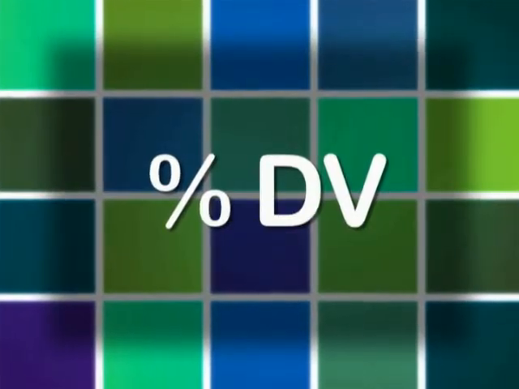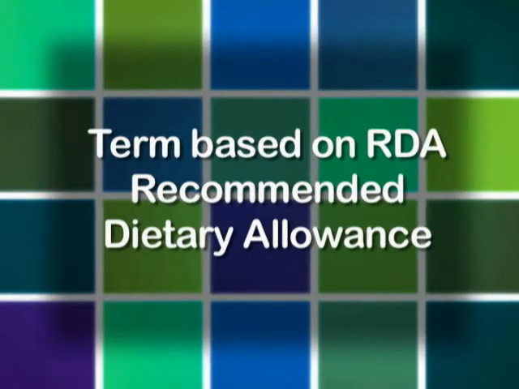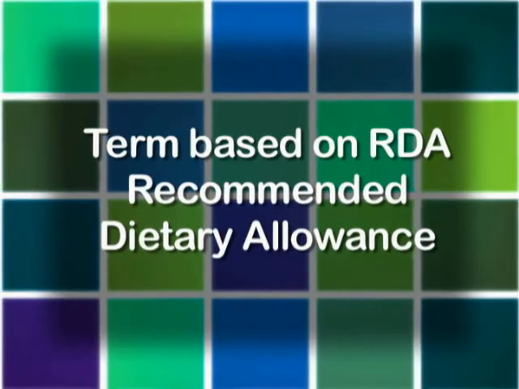The final area of the label we're going to discuss is percent daily value. Percent daily value is represented with a percentage sign and the letters DV, and is a term on food labels based on the RDA, which is the recommended dietary allowance. The recommended dietary allowance is used to help consumers plan a healthy diet based on the food label. And the percent daily value is used to show consumers the amount of nutrients they get from each serving of the food they are consuming.